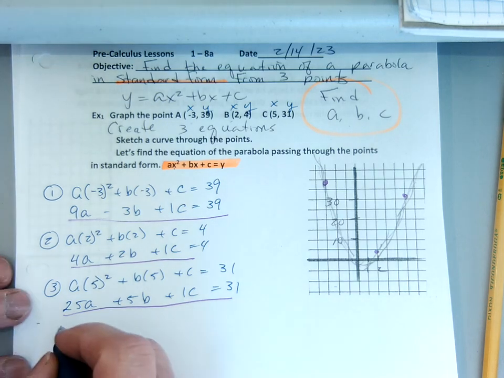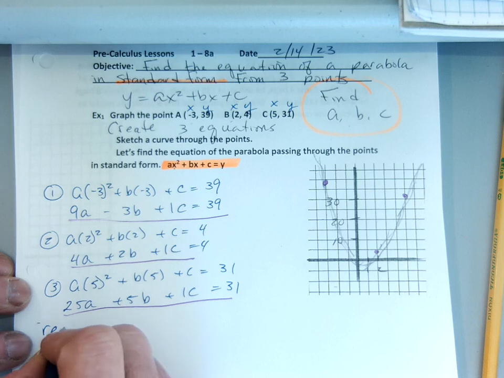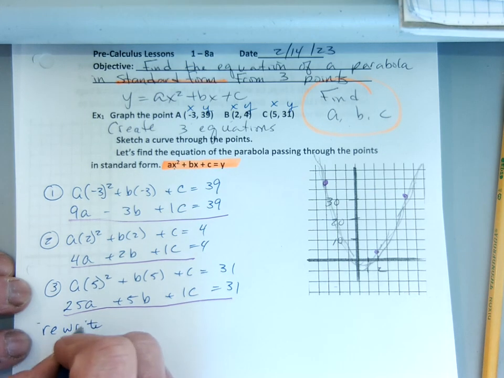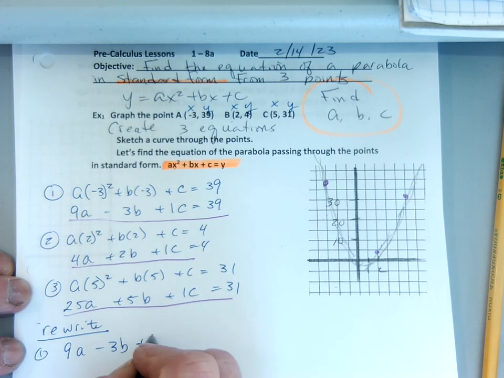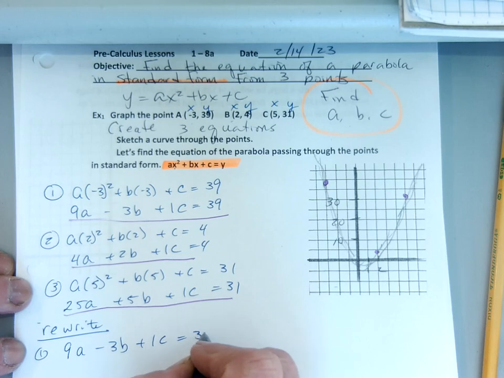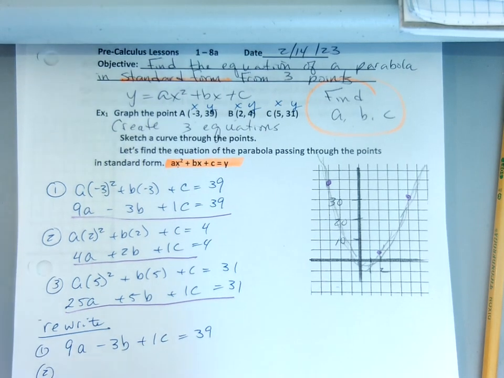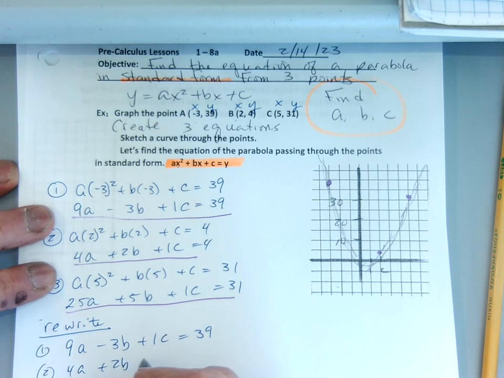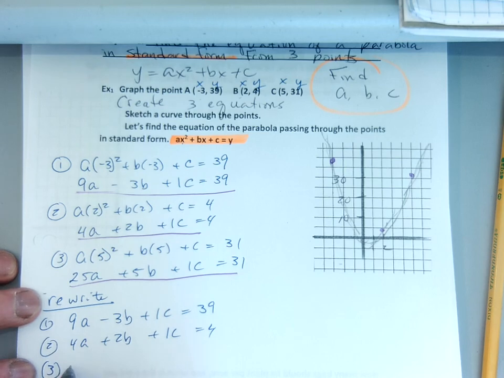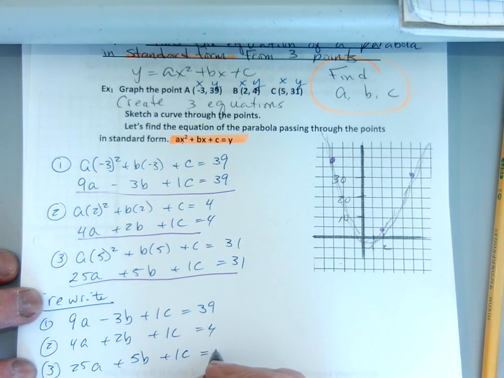So let's go ahead and rewrite. I'm going to rewrite equation 1, 9a minus 3b plus 1c equals 39. Equation 2, I will write as 4a plus 2b plus 1c equals 4. And equation 3, 25a plus 5b plus 1c equals 31, okay?